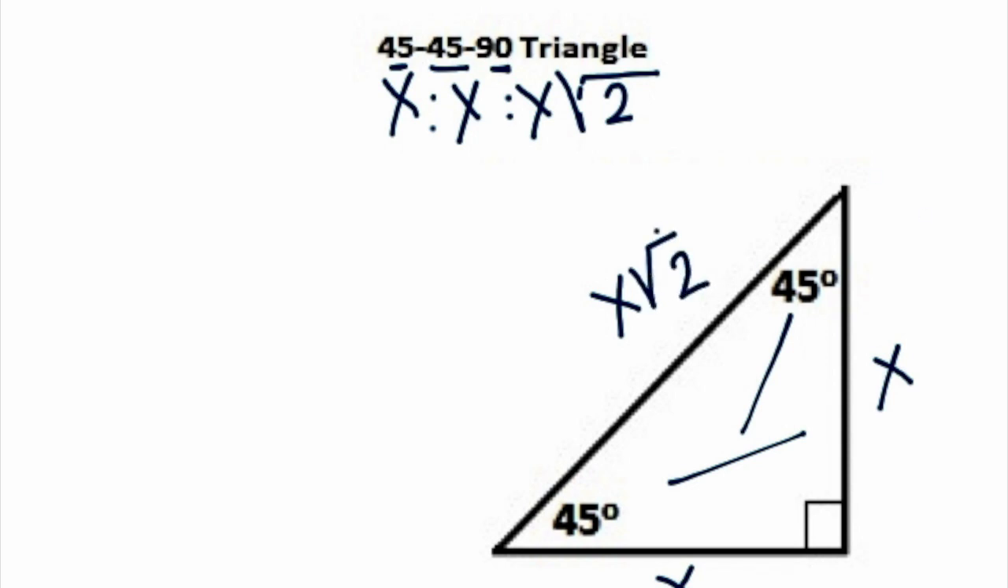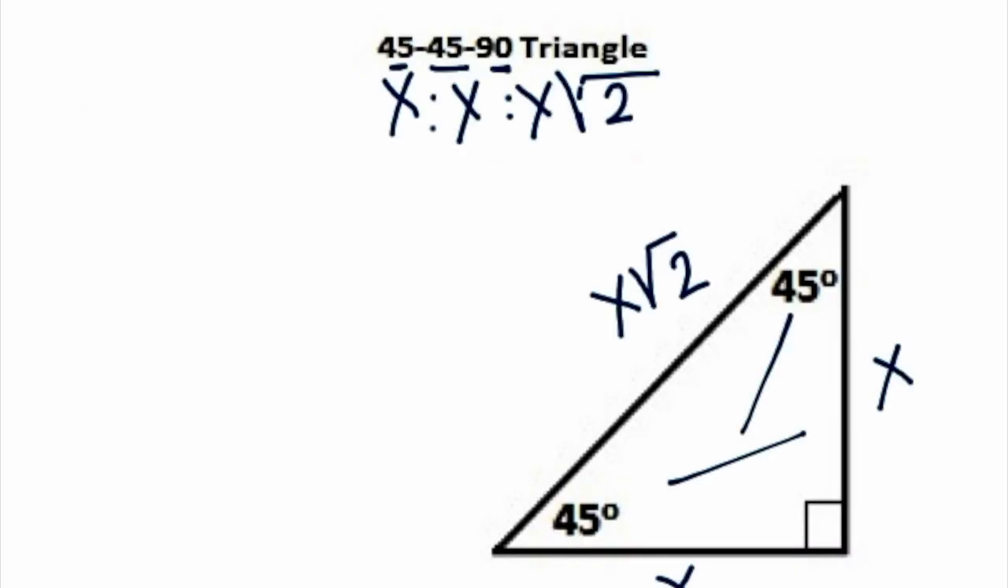Alright, so how is this related to the Pythagorean theorem? Well, I'll tell you. The Pythagorean theorem tells us that if a squared, but first let me just name this triangle. If this is triangle ABC, then the side opposite to A is a, the one opposite to B is b, and the one opposite to C is c. So the Pythagorean theorem tells us that a squared plus b squared equals c squared, right?